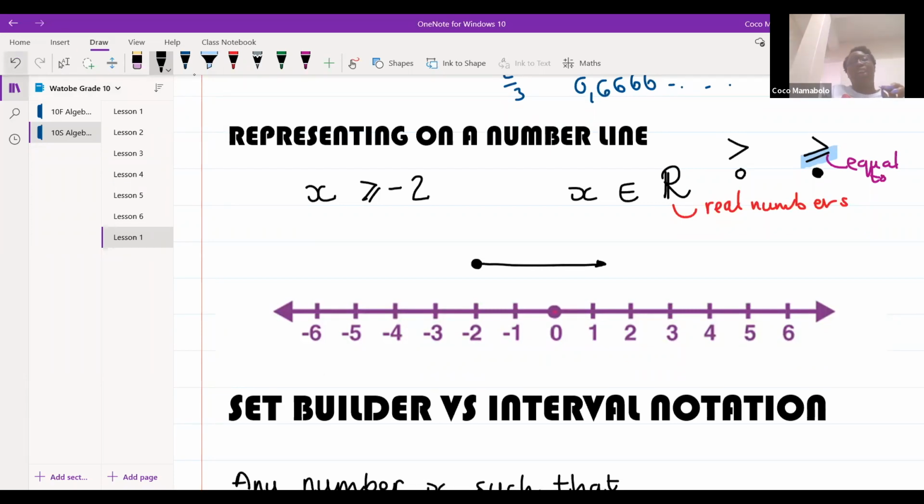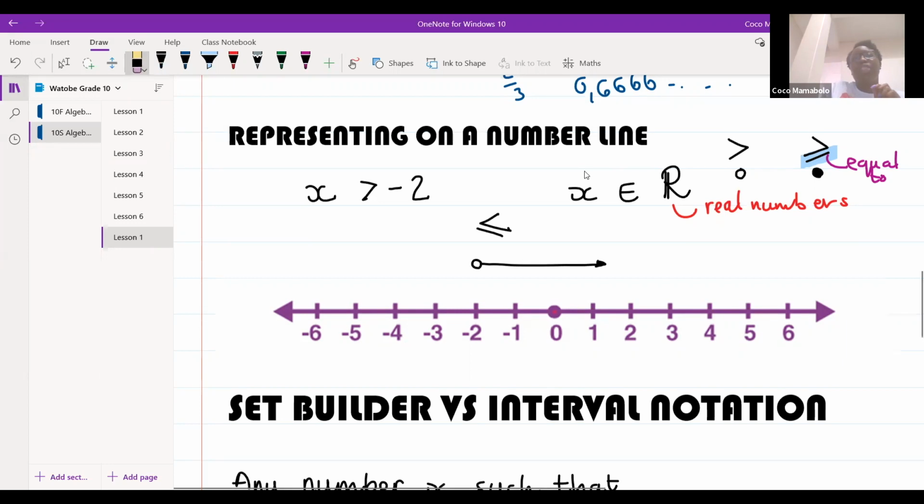Okay, well done. All right, so that's all that means. If it's just a greater than or a smaller than sign, I just include an open dot. But as soon as I go greater than or equal to or less than or equal to, then I need to put in a closed dot. I need to color my dot in.